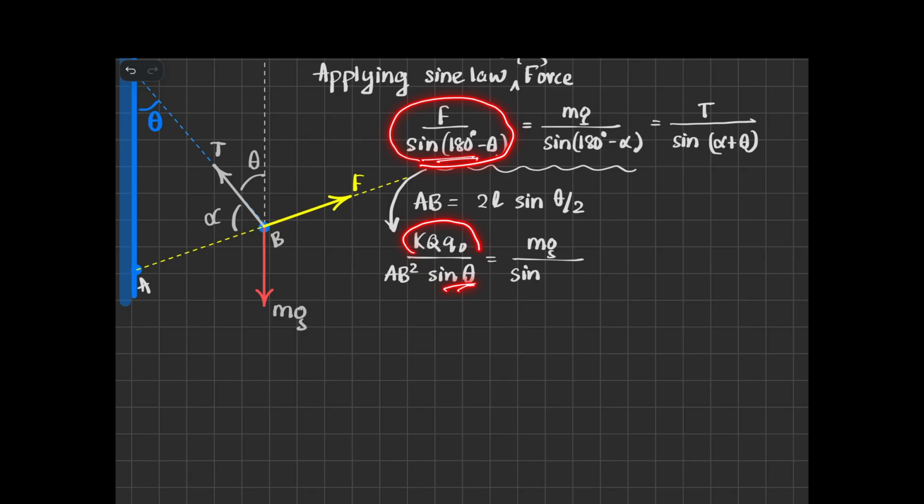So F is K Q naught by AB square by sine theta here. Now mg by sine alpha. This is the equation we are getting. Now how do we relate theta and alpha?